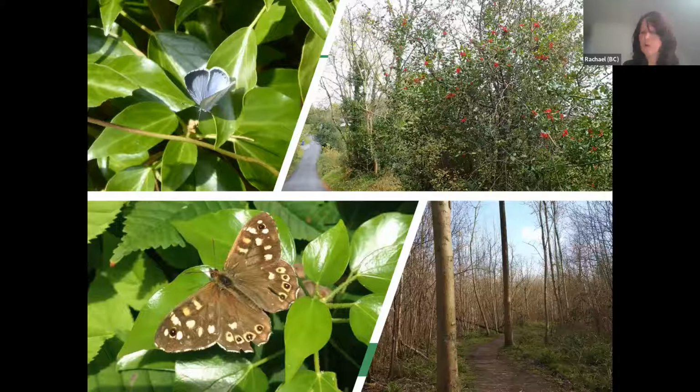And then we have our holly blue. And the holly blue's food plant is holly and ivy. So you will get the holly blue in areas where these trees can be found. And one of the reasons that we have holly blues in urban areas, it's one of the only blues that we have in urban areas, is because we've got mature trees in gardens and parks. And ivy can be widely found in gardens and parks in urban areas. So we can find holly blue quite easily.